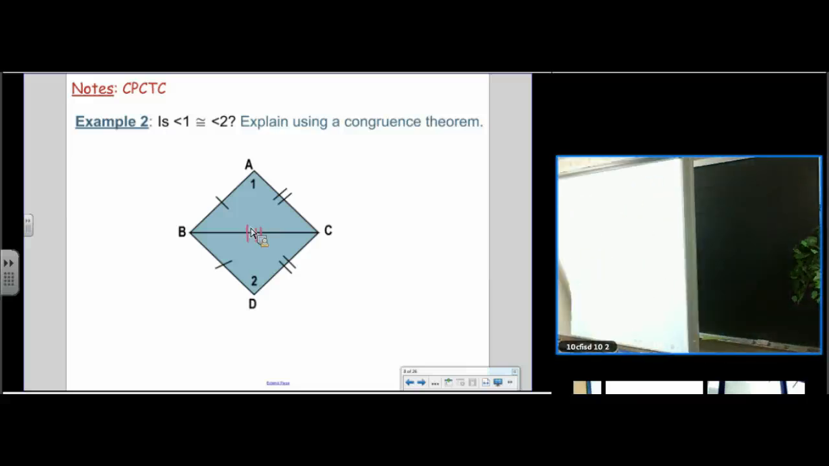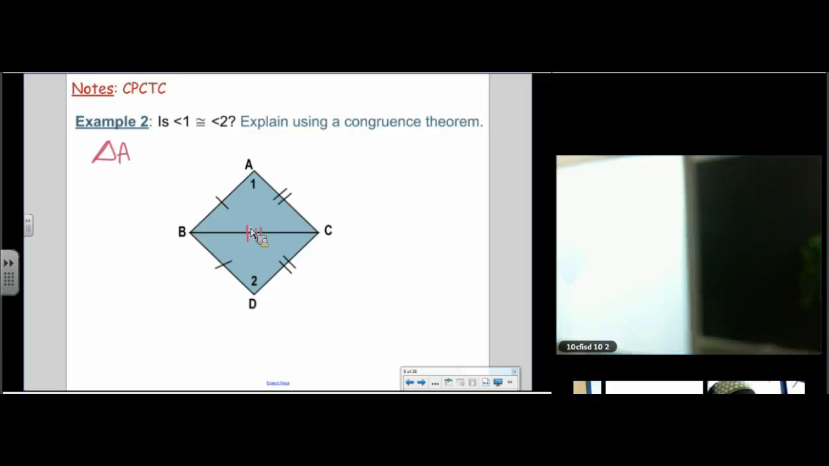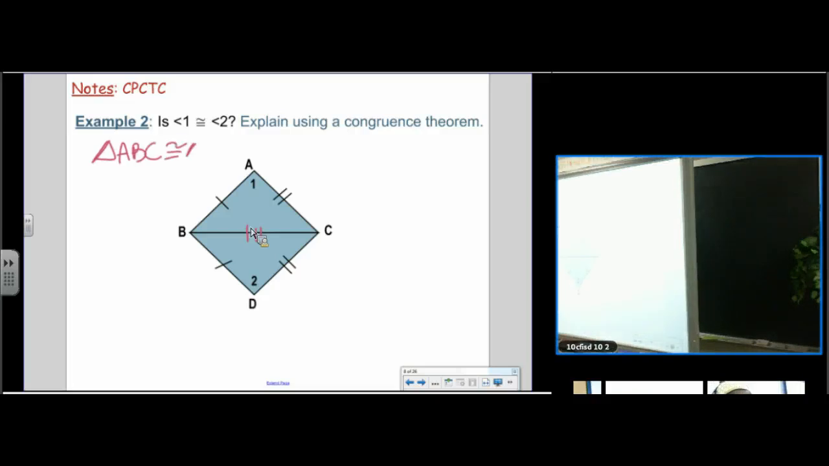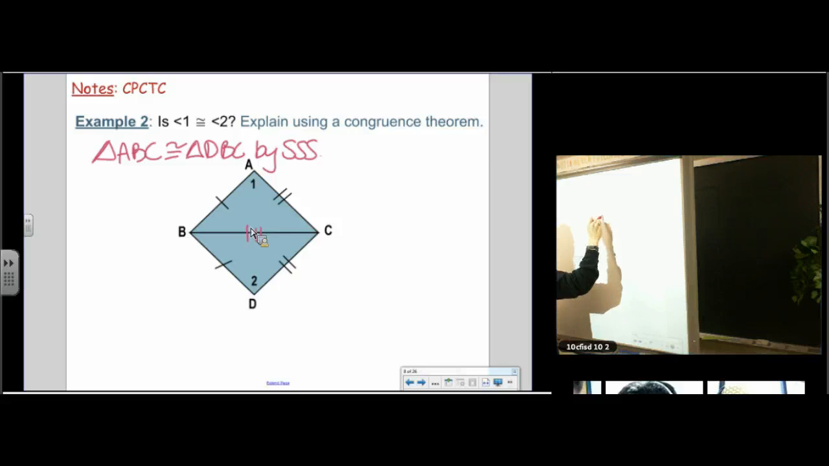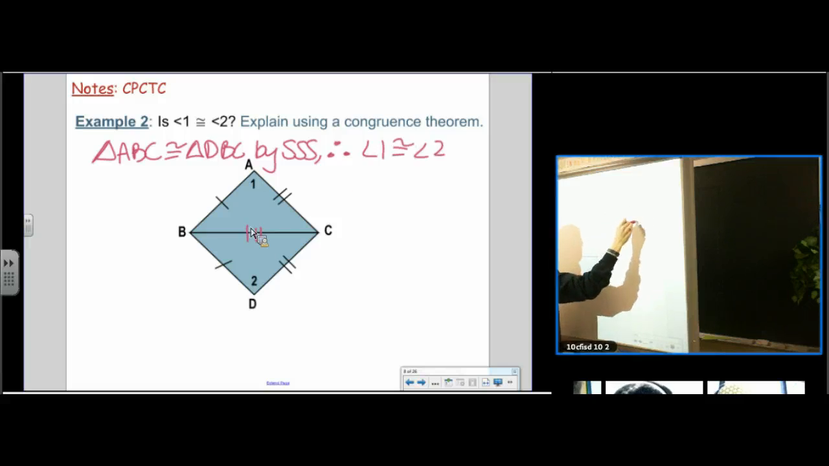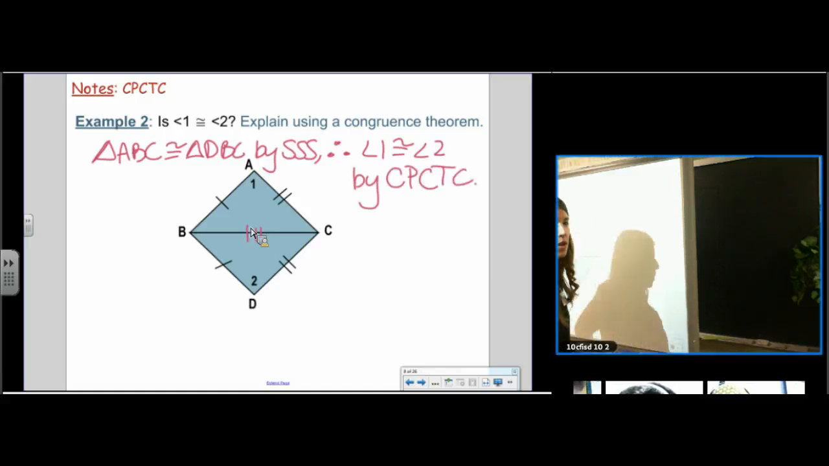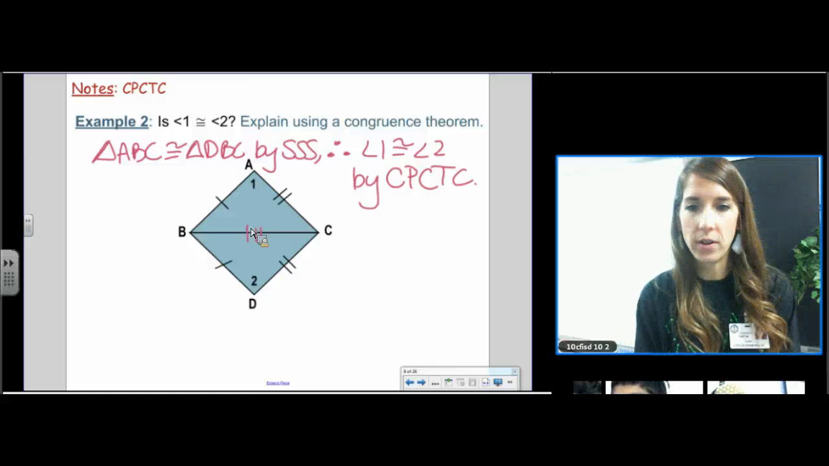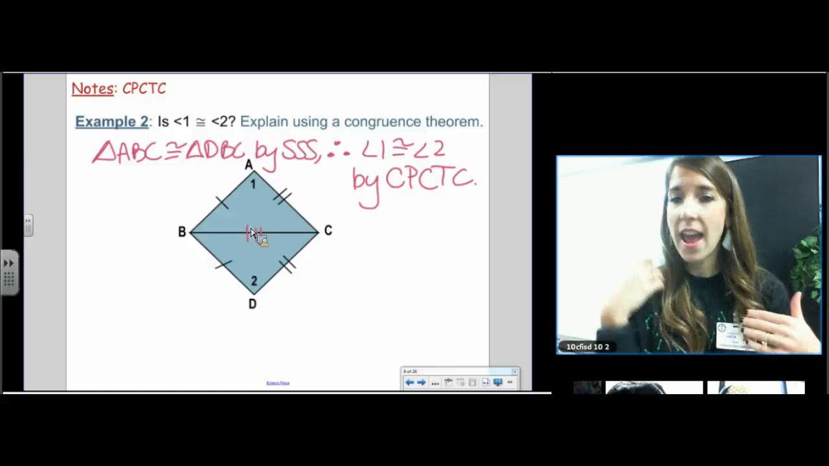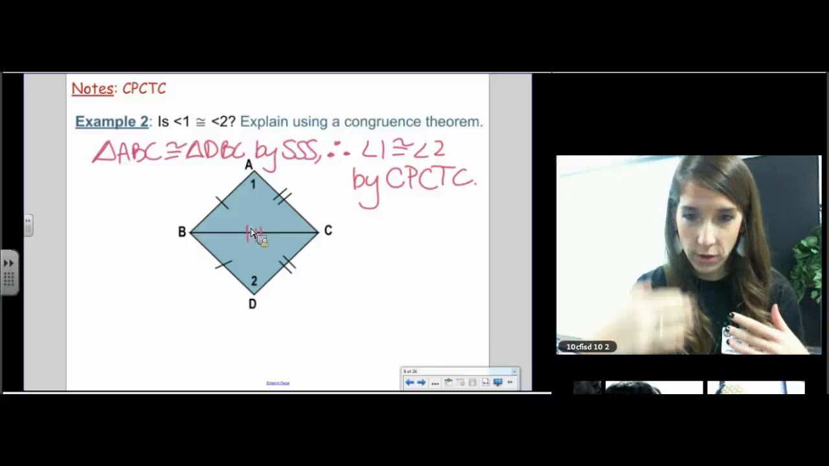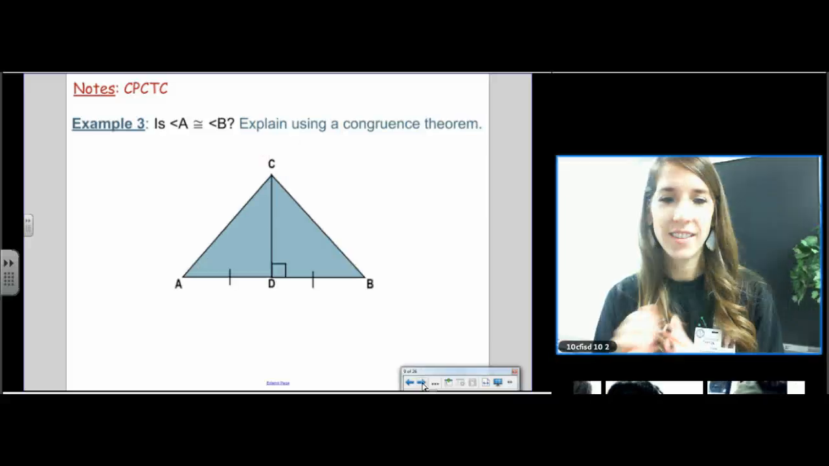And then we're going to say that the triangles are congruent. Triangle ABC is congruent to triangle, make sure you're writing this with me, DBC by side, side, side, comma. Therefore, angle 1 is congruent to angle 2 by CPCTC. Corresponding parts of congruent triangles are congruent. It's just saying if the triangles are congruent, then every part of the top triangle is congruent to a part of the bottom triangle. Okay, ready to check your answer?